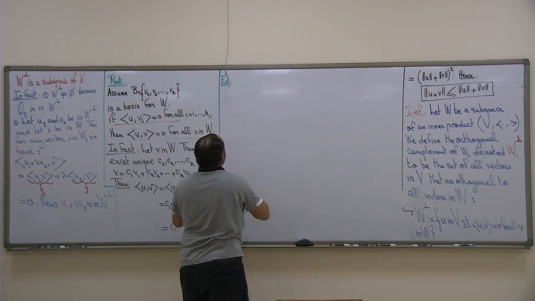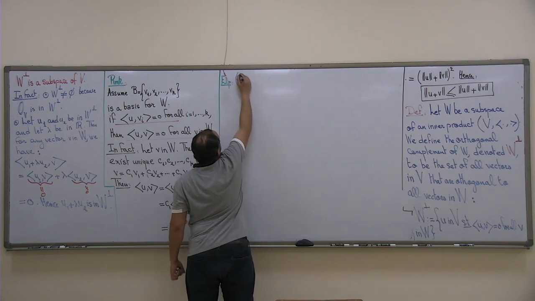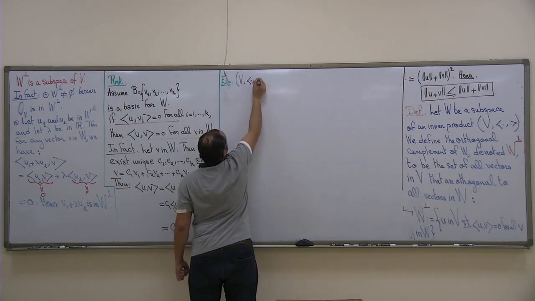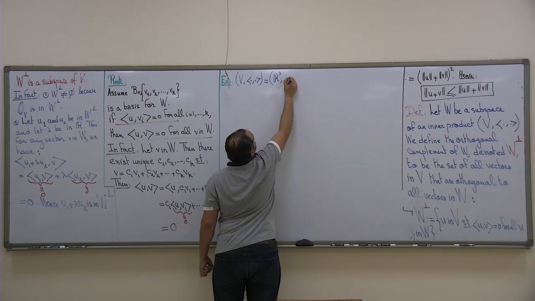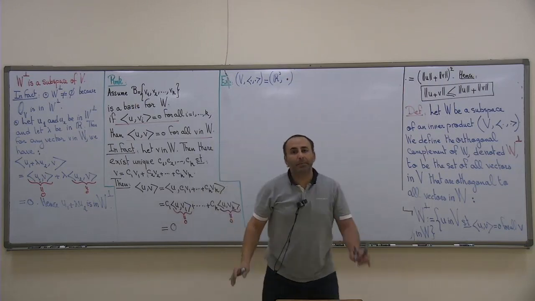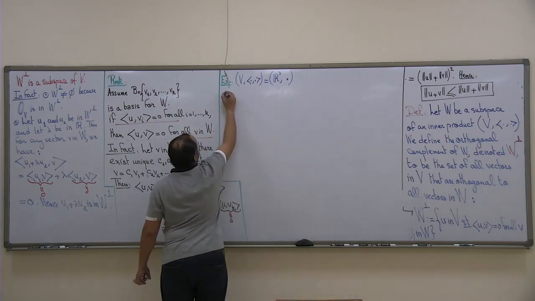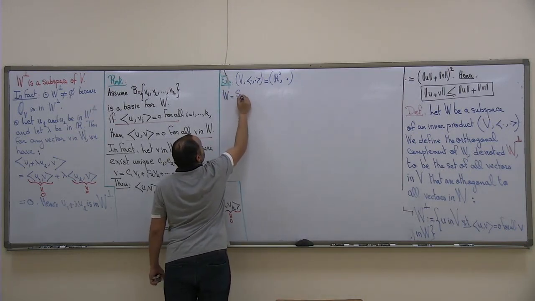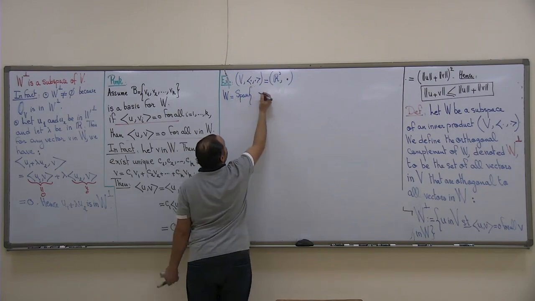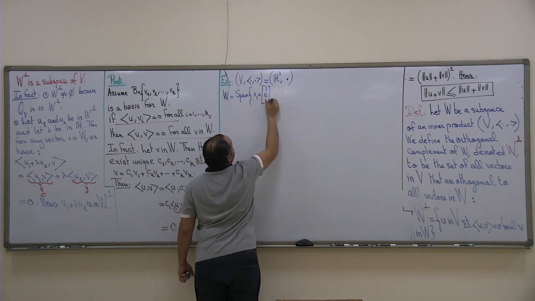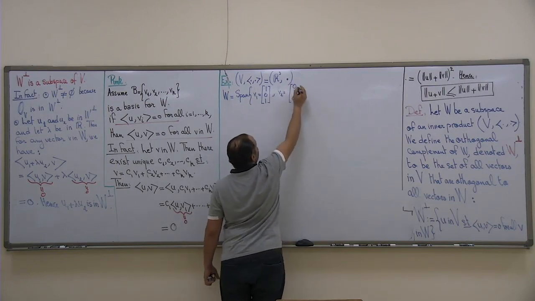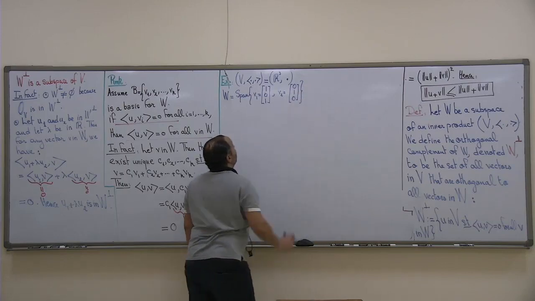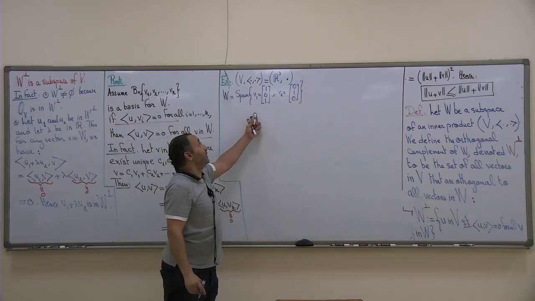I'm going to take my big vector space with the inner product to be, for example, R3 with the usual dot product. So my inner product is the usual dot product. I'm going to take W to be the subspace of R3 spanned by, let's say, V1 equal to (1, 0, 1), and V2 equal to (0, 1, 0). It's just a simple example. So W is a subspace of R3 spanned by these two vectors.